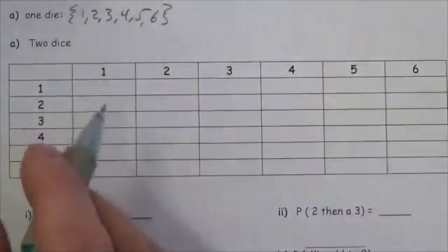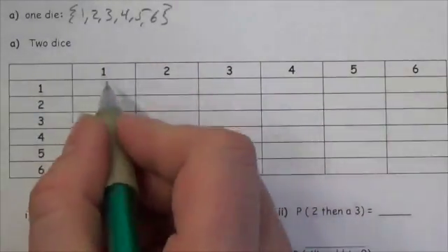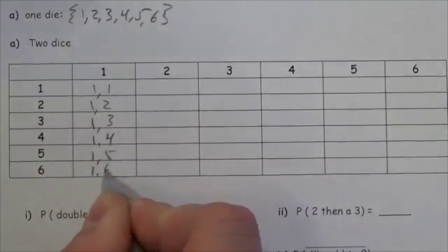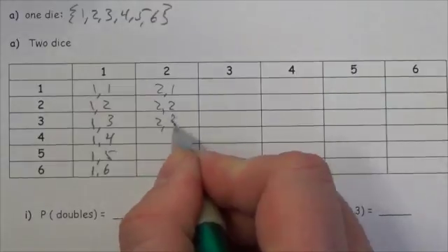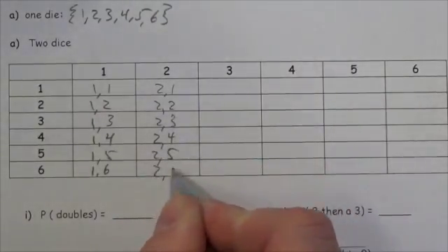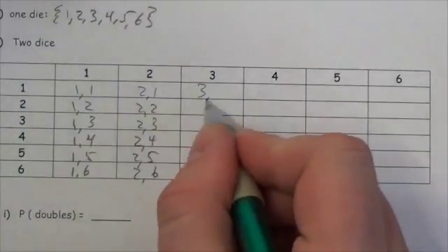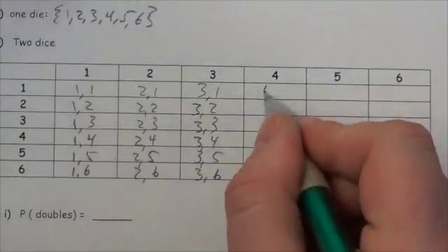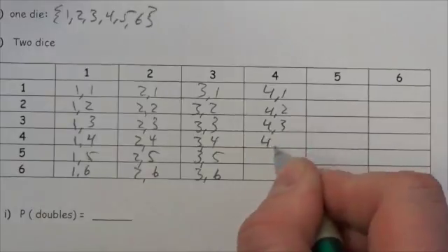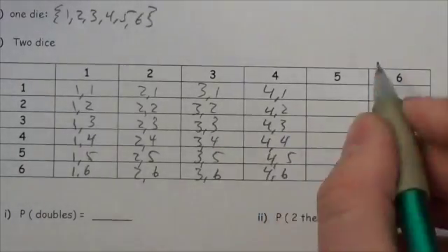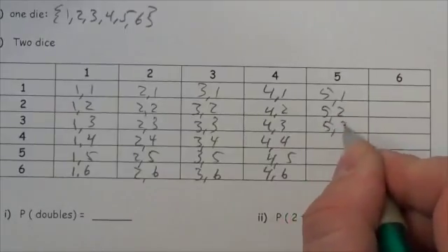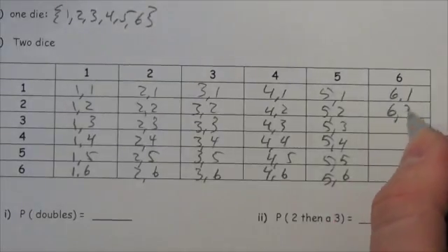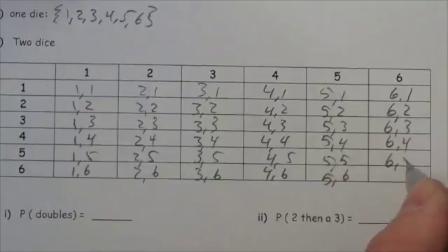Let's start off horizontally here. So this is going to be 1 and 1, 1 and 2, 1 and 3, 1 and 4, 1 and 5, 1 and 6. 2 and 1, 2 and 2, 2 and 3, 2 and 4, 2 and 5, 2 and 6. Now I know this is going to be a little bit long. I'm going to try to do this as quick as possible. 3 and 1, 3 and 2, 3 and 3, 3 and 4, 3 and 5, 3 and 6. 4 and 1, 4 and 2, 4 and 3, 4 and 4, 4 and 5, 4 and 6. 5 and 1, 5 and 2, 5 and 3, 5 and 4, 5 and 5, 5 and 6, and finally 6 and 1, 6 and 2, 6 and 3, 6 and 4, 6 and 5, and 6 and 6.